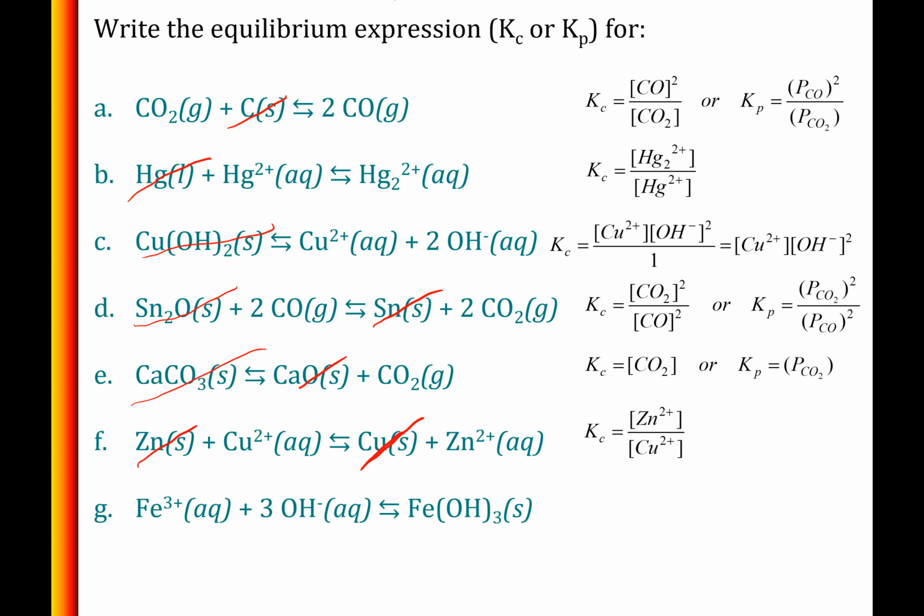Okay, now we have iron 3 plus and OH minus gives us iron hydroxide. Since iron hydroxide is a solid, we can omit that from our equilibrium expression. It's not included. So our Kc value becomes 1 over. Okay, so we still have to put a 1 there because we don't have any products, but it'd be 1 over iron ion times OH ion squared, or cubed, excuse me.